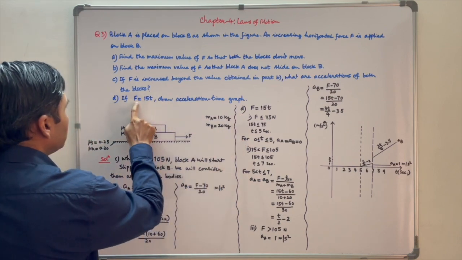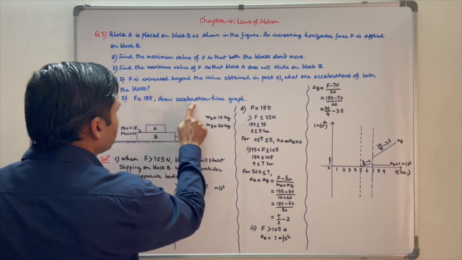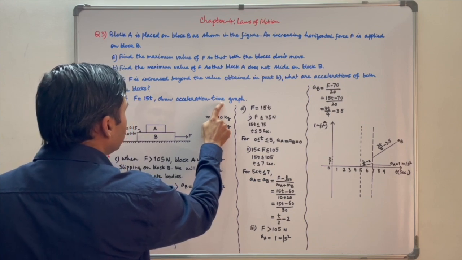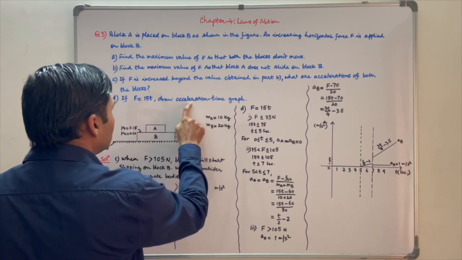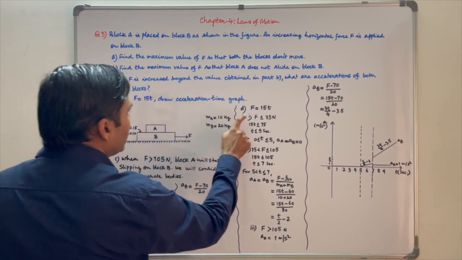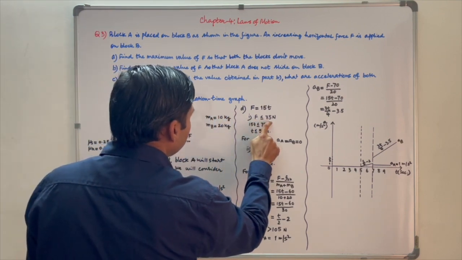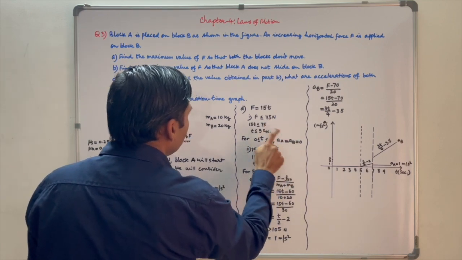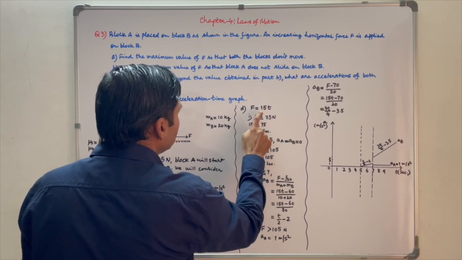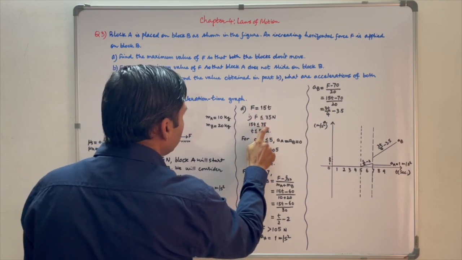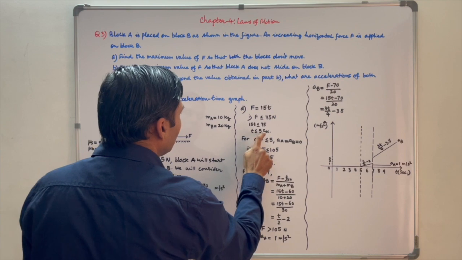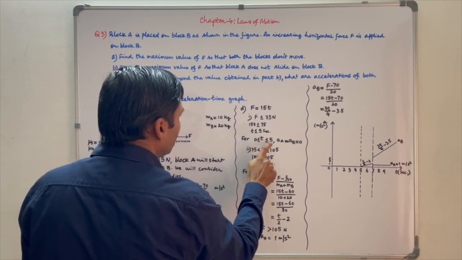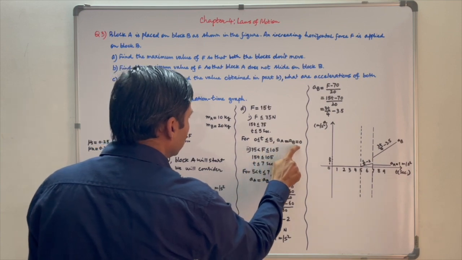Part D, F is equal to 15t. We have to draw acceleration time graph. First, we will figure out various time intervals and then acceleration of both the blocks in those time intervals. When F is less than or equal to 75 Newtons, both the blocks are not moving. Their acceleration is 0. Put F is equal to 15t. So 15t is less than or equal to 75, or t is less than or equal to 5 seconds. So between time interval t is equal to 0 to t is equal to 5 seconds, blocks are stationary.